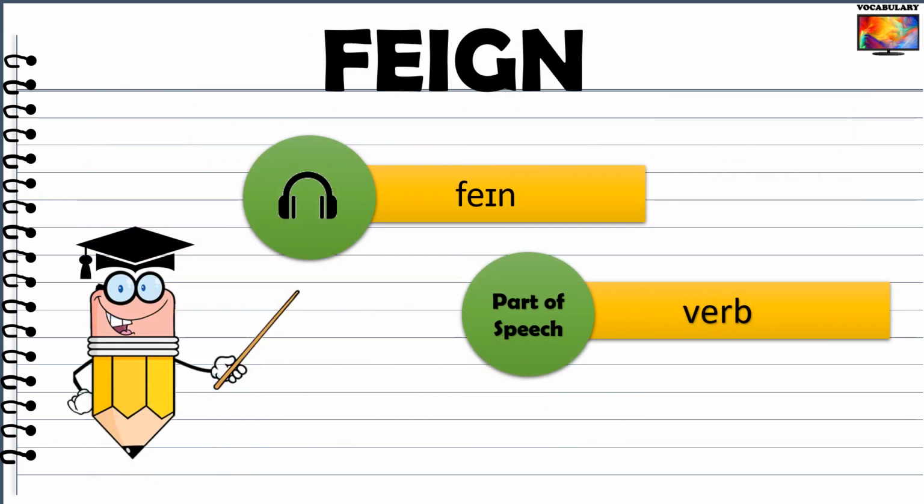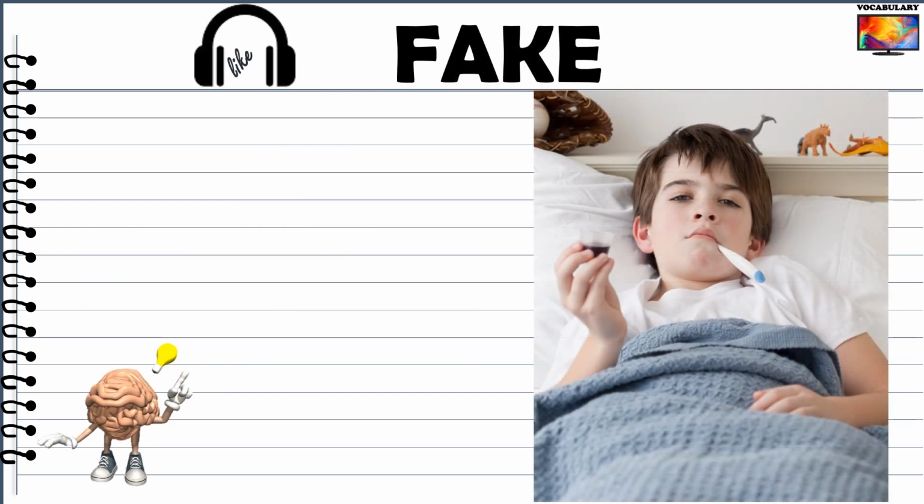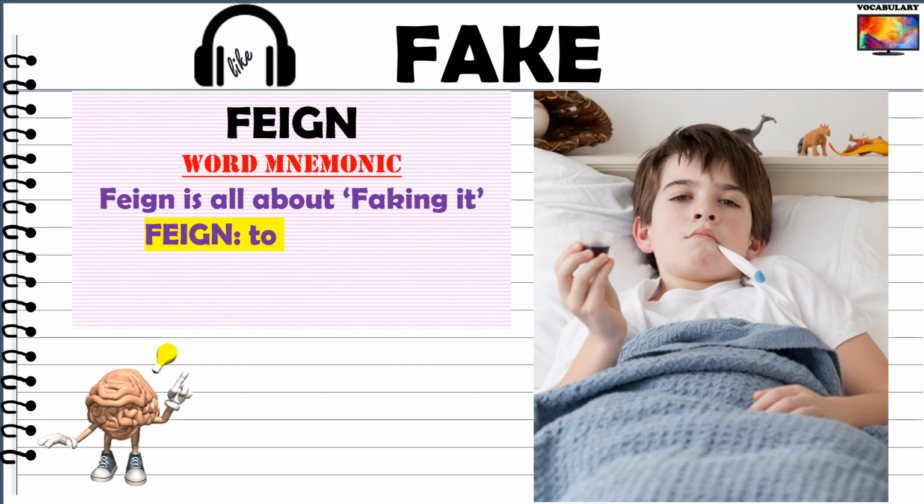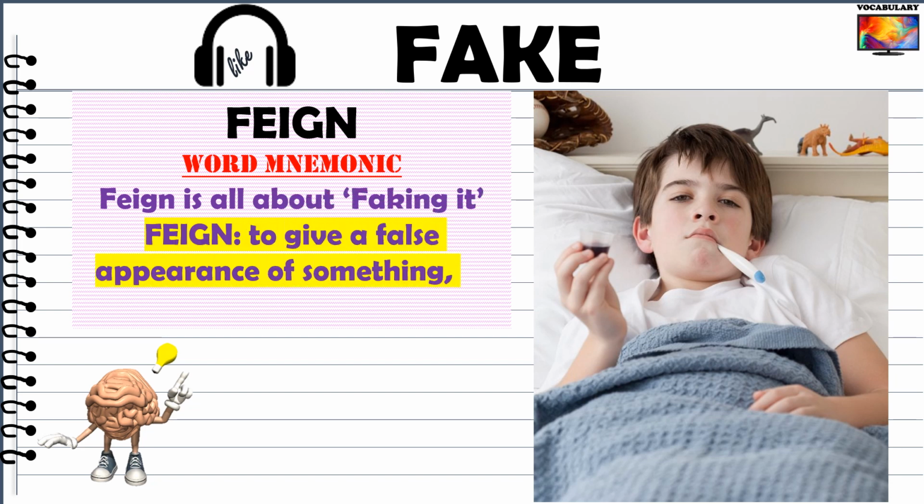And our last word for this lesson is feign, which is used as a verb. The word feign and the word fake start with the same syllable, fe for feign and fe for fake. So the one simple word to remember for feign is fake, which is the essence of its meaning. Feign is all about faking it. Feign means to give a false appearance of something, that is, to pretend.